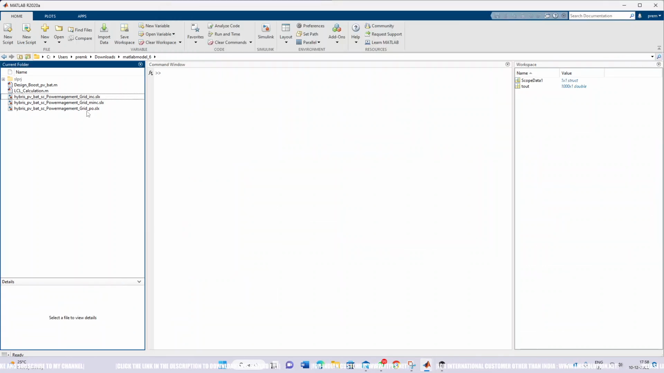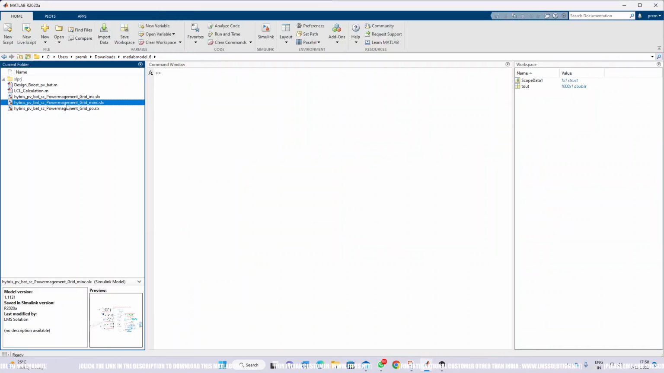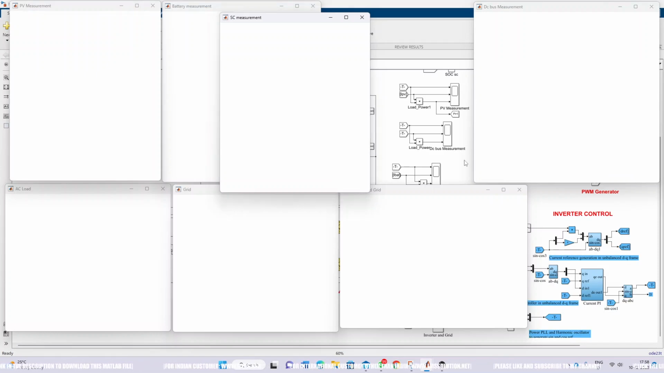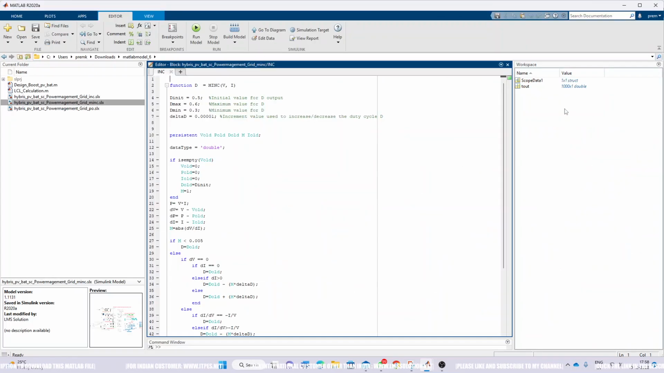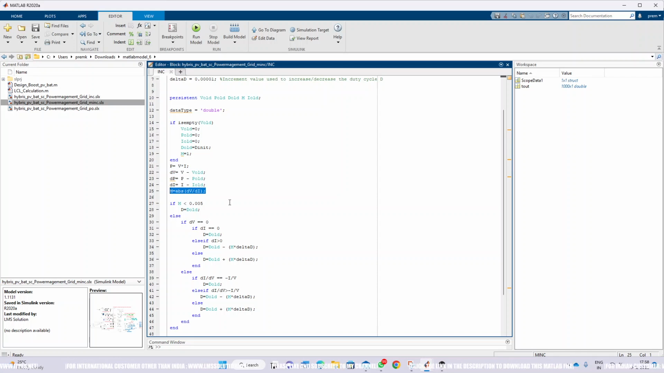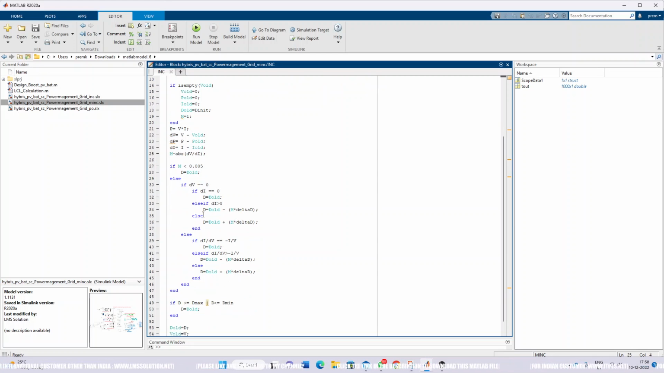Next, I'm going to open modified incremental conductance. Here we use modified incremental conductance. The only difference is that we are using one term, m. We calculate m equal to the absolute value of dV by dI. That m is going to be multiplied here, m star delta t.